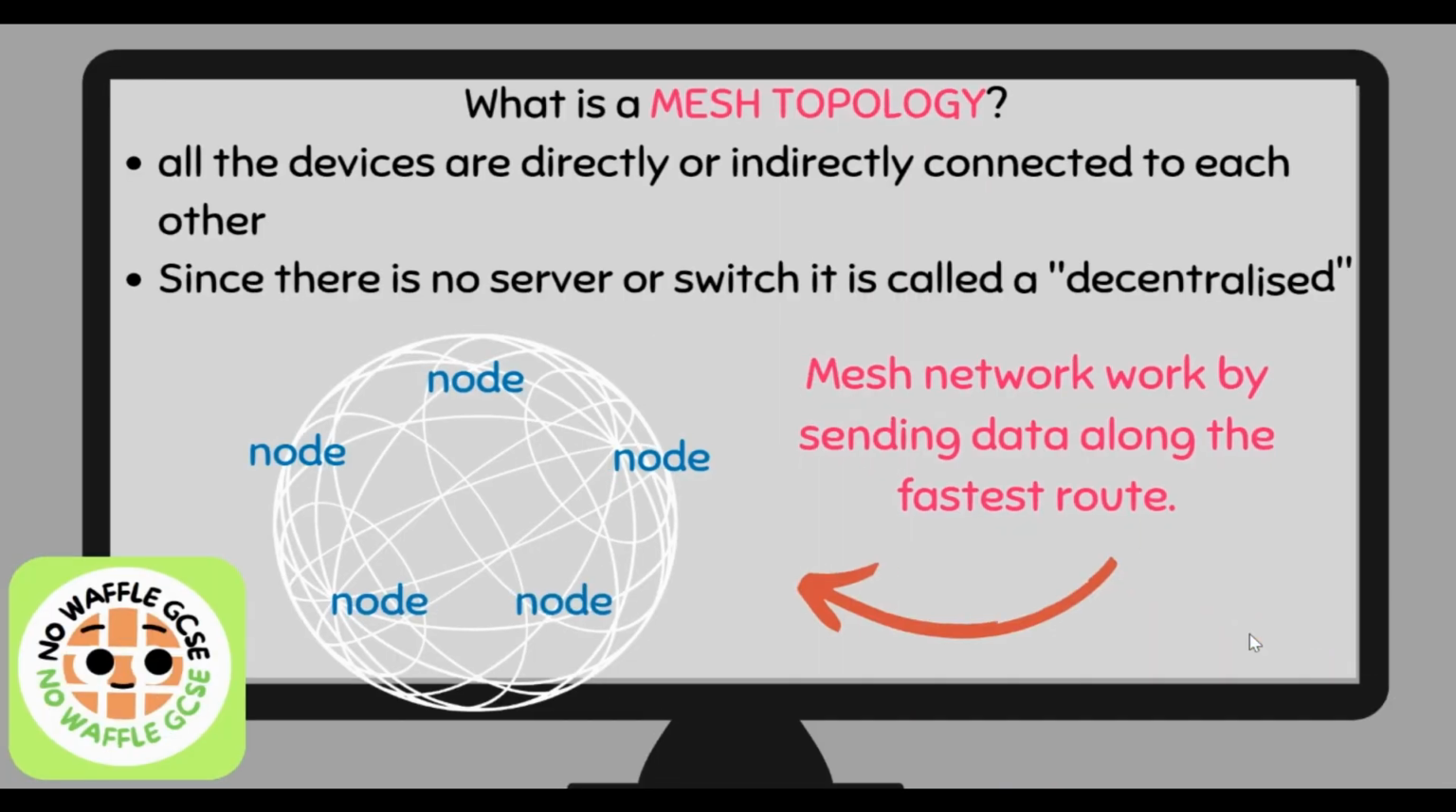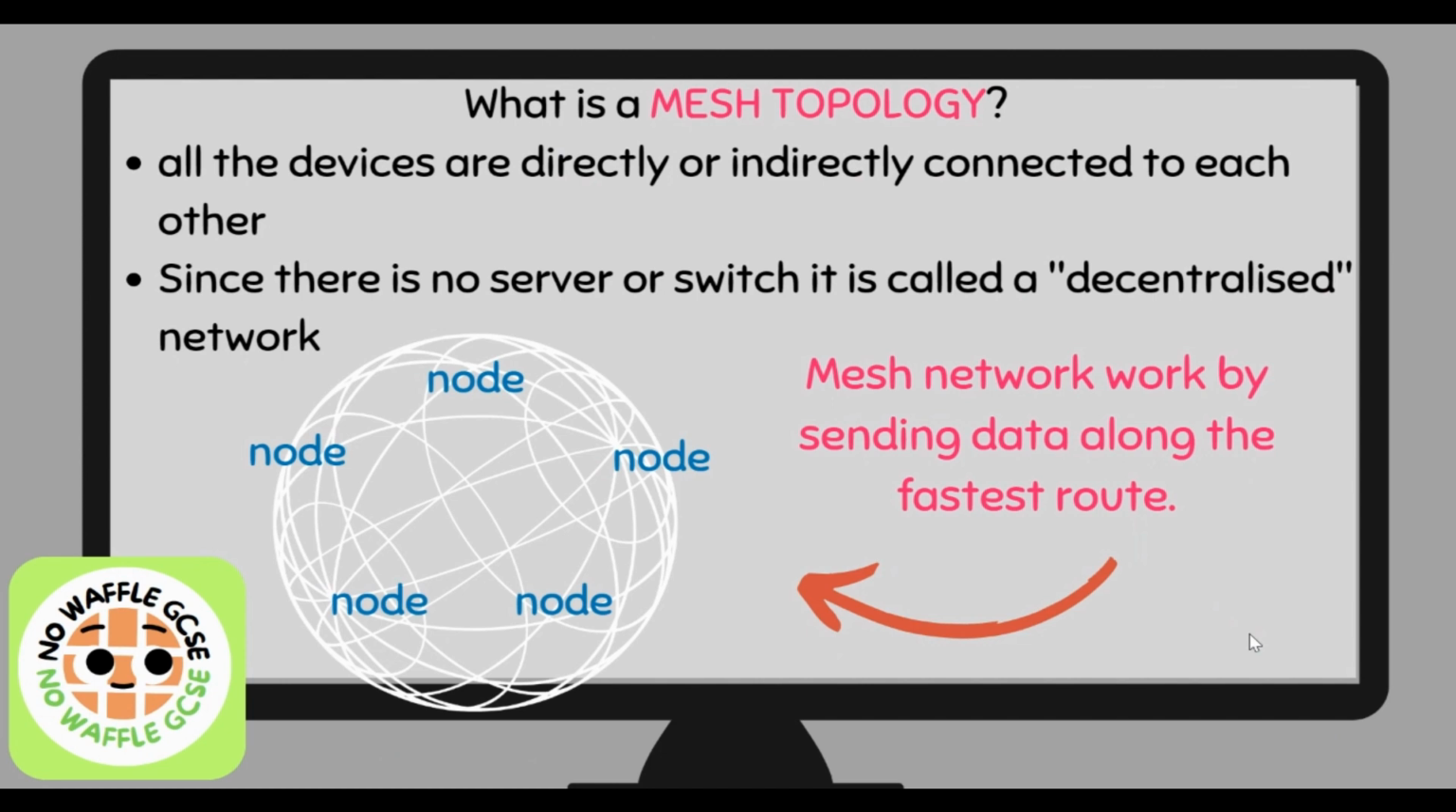Now let's look at mesh topologies. In mesh topologies, all of the devices are directly or indirectly connected to each other. So, since there is no server or switch, it is called a decentralized network. Mesh networks work by sending data along the fastest possible route.